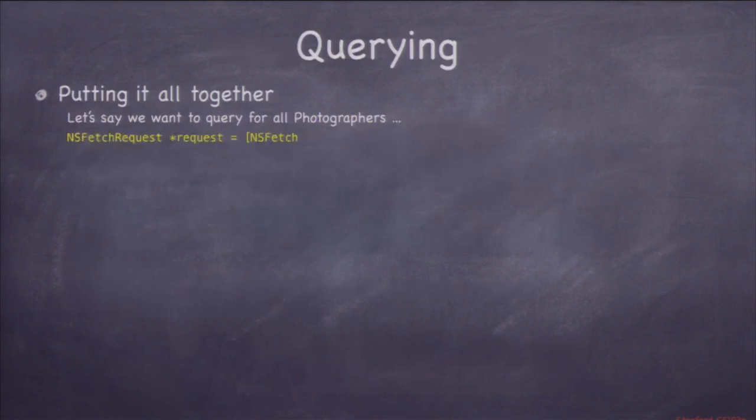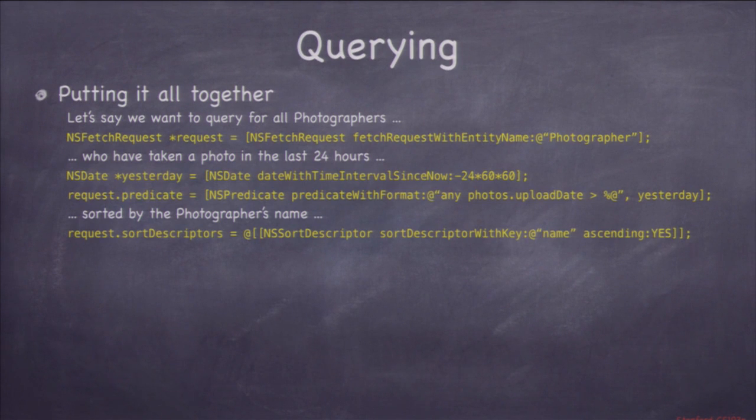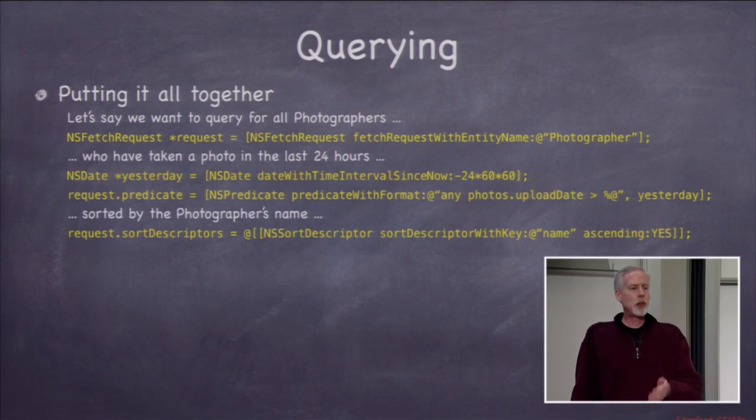Okay? All right, so let's put it all together for the request. So I've created, so this is a request, that's going to get all the photographers. So I say fetch request with entity name photographer, who have taken a photo in the last 24 hours.